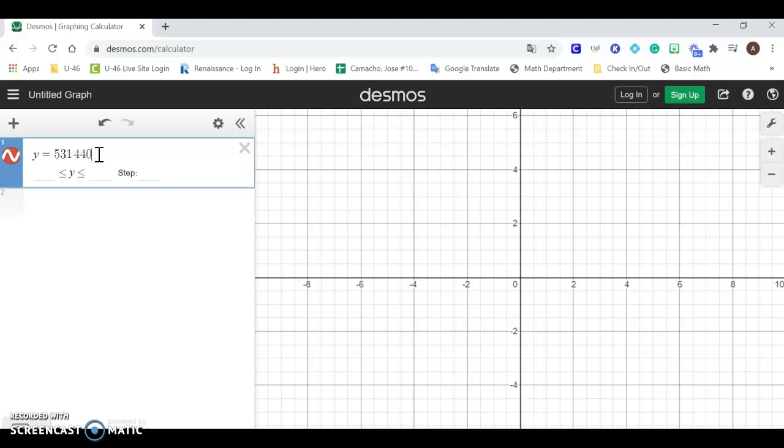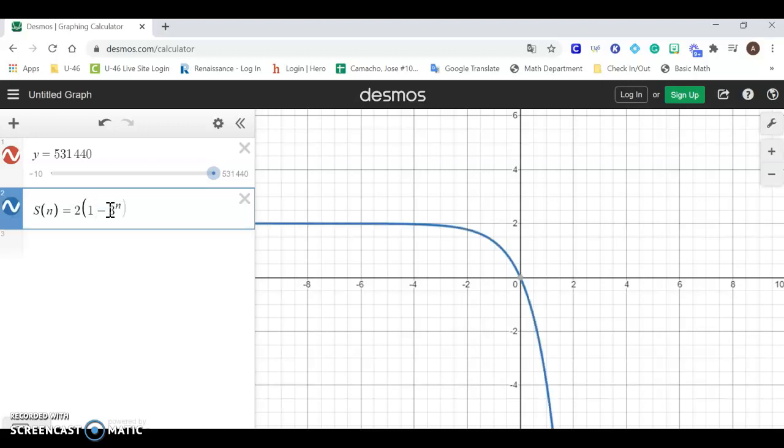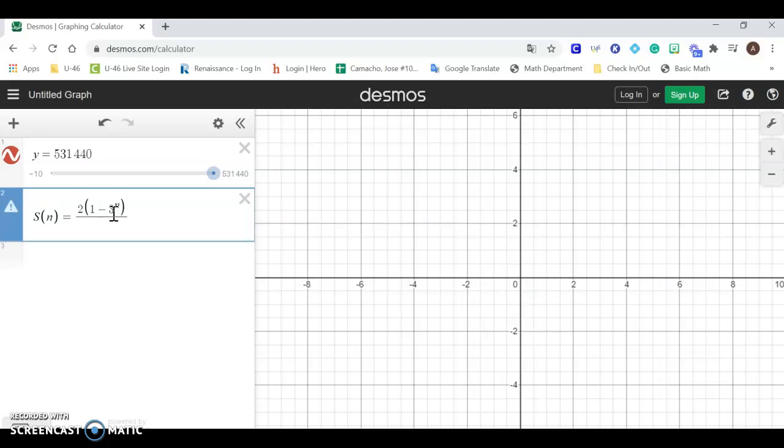531,440. I'm not going to put a comma. That's very important. Please do not put a comma in there. And then the second one, I could actually call it S of n equals, and we had our first term, which was 2, times 1 minus our ratio, which was 3. I don't know to what power it is. Remember, that's where we put n. And all of this is divided by 1 minus our common ratio, which is 3.